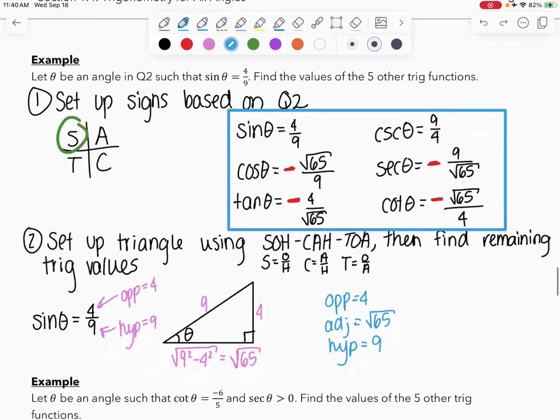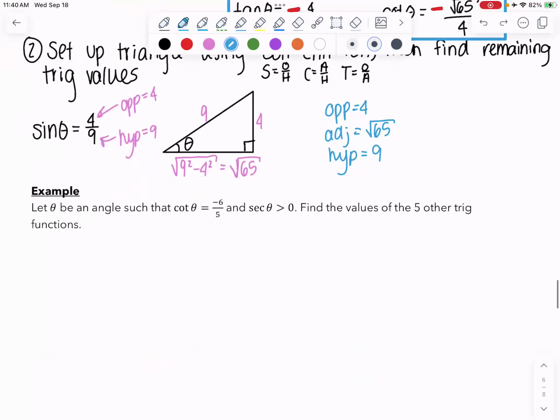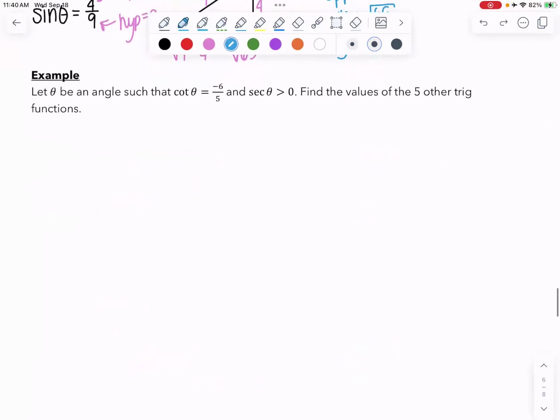All right, not so bad, right? Not so bad. You just have to organize your work. That's the big key here. All right, one last one for this particular idea. Let theta be an angle such that cotangent of theta is equal to -6/5 and secant of theta is greater than 0. Find the values of the other 5 trig functions.